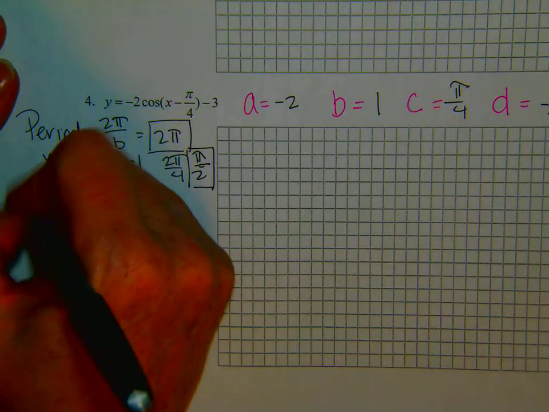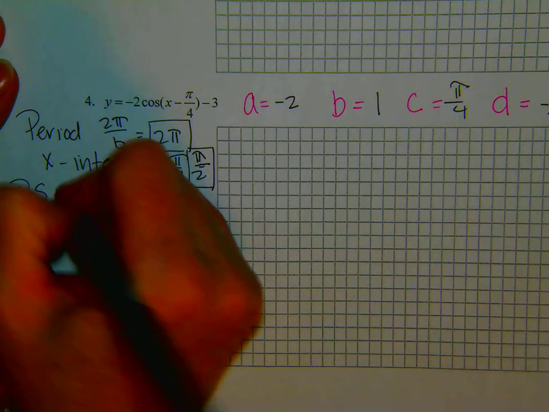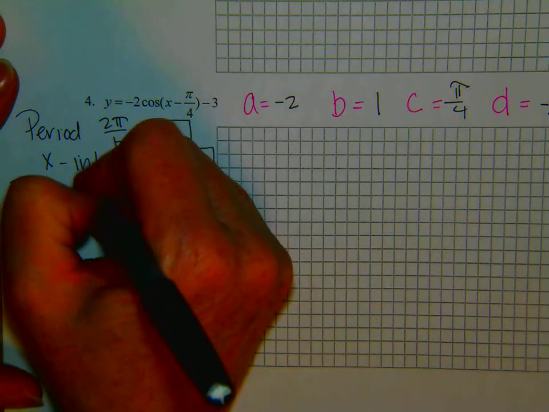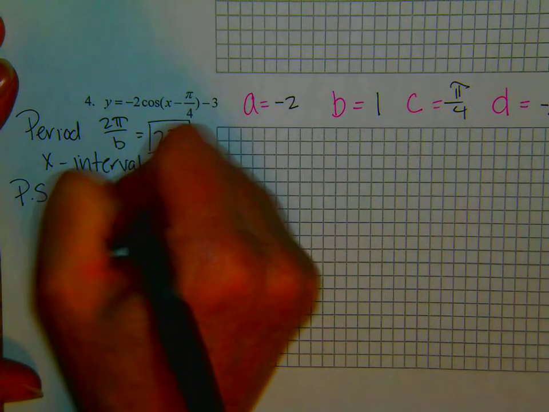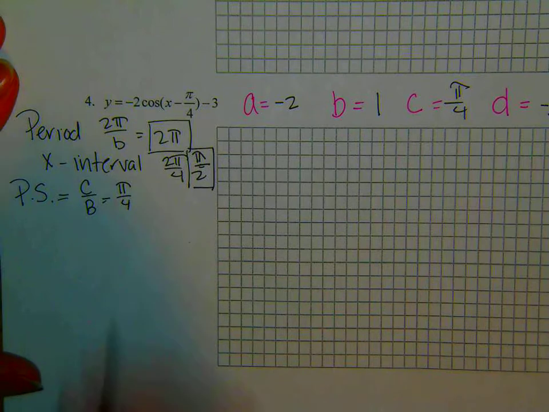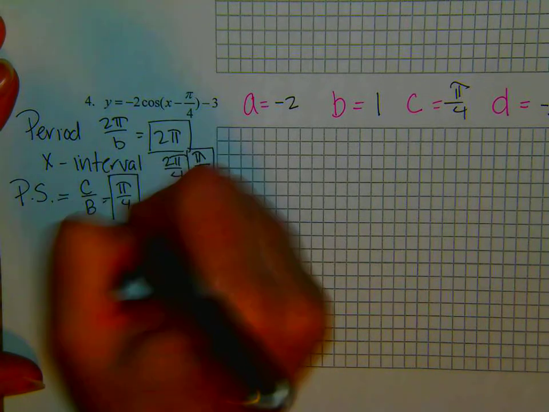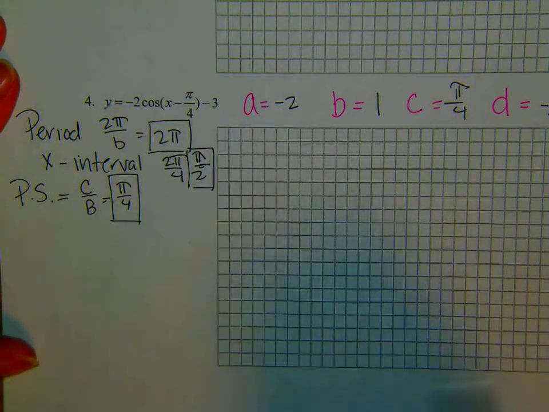And then we want phase shift. Let's just say PS. Phase shift equals C over B. What is C? C is pi over 4 over B. B is just 1. So that's just going to be pi over 4. This graph is going to shift to the right pi over 4.